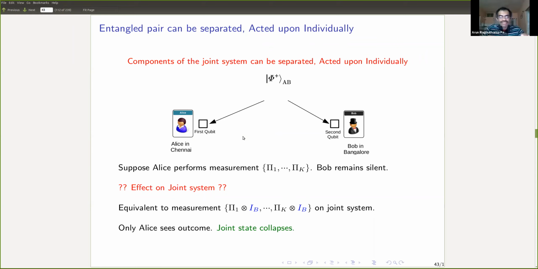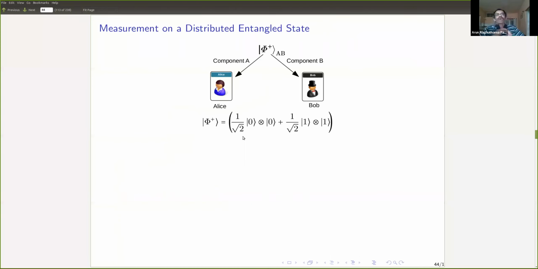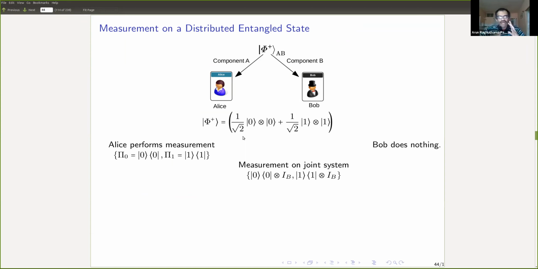What is phi plus? Phi plus is 1 by root 2 ket 00 plus 1 by root 2 ket 11. So Alice is holding the first component and Bob is holding the second component. Remember, they don't have their own descriptions, but together they are holding this entangled system. You can think of this as a pair of electrons with spins. Alice holds an electron, Bob holds an electron, but the spin of this pair is described through this vector phi plus.